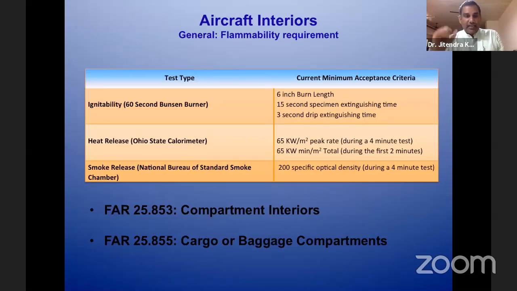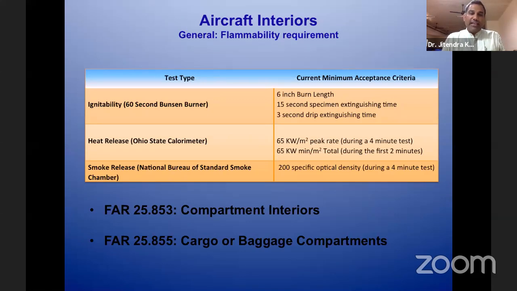So generally, when you design some aircraft, the flammability test is very important. You can perform this test as per the ASTM standard. Industries perform tests like ignitability, heat release, and smoke release. These are a few test types, and the current minimum acceptance criteria for each test in the fabrication of aircraft are very important if you are designing an aircraft using composite material.